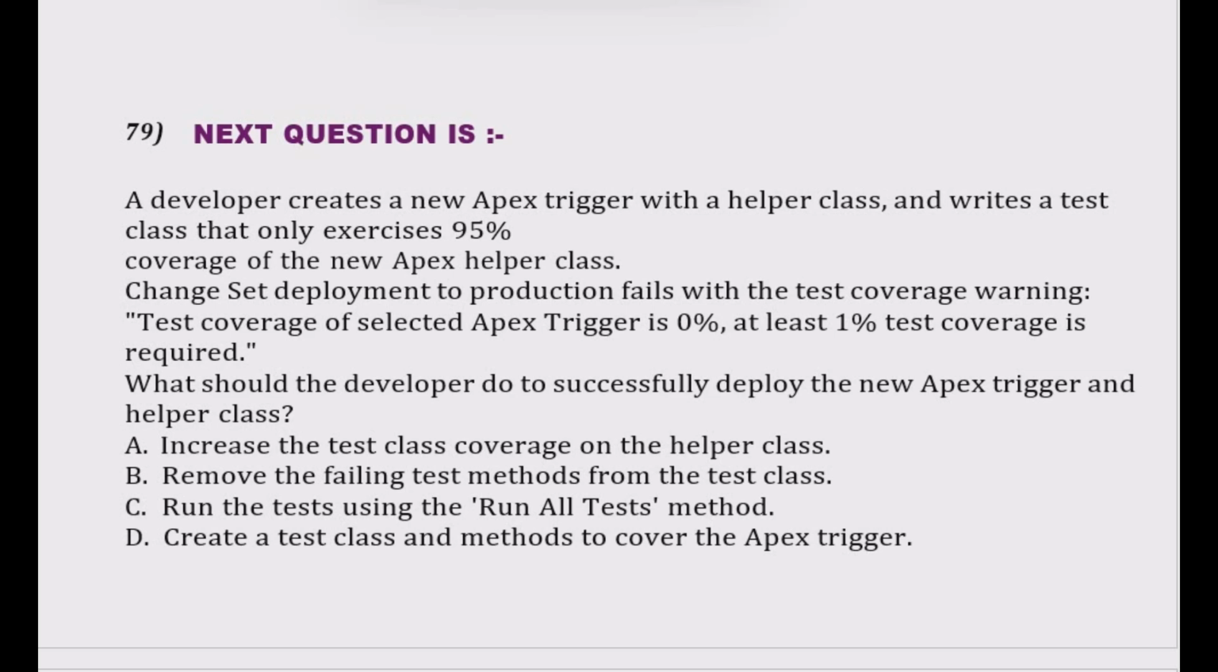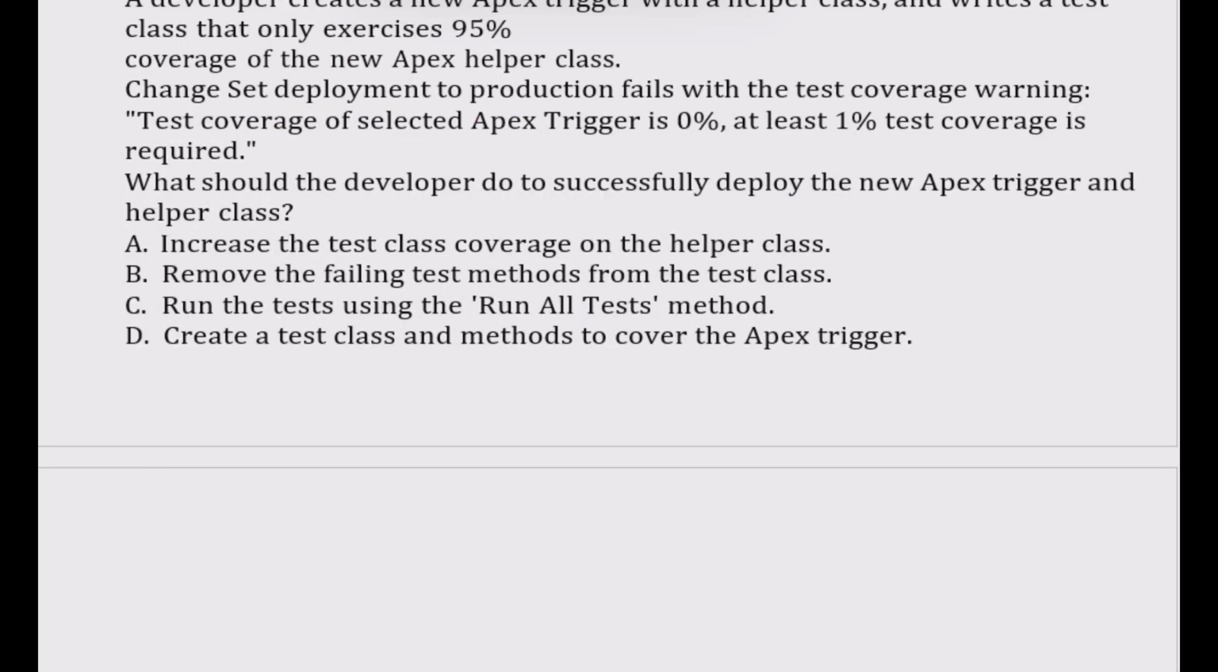Option A. Increase the test class coverage on the helper class. Option B. Remove the failing test methods from the test class. Option C. Run the test using the run all tests method. Option D. Create a test class and methods to cover the Apex trigger. Correct answer is option D.